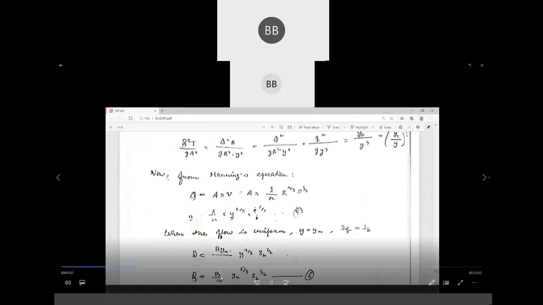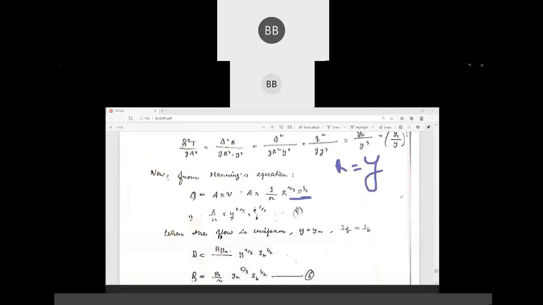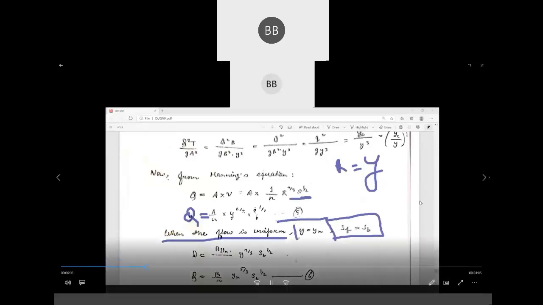Consider r is equal to y, so it will be y to the power 2 by 3. In place of r we are going to substitute the y value. This is discharge is equal to a by n y to the power 2 by 3 s f to the power half, for equation number 5, when the flow is uniform. Because in the assumption you have seen, we are considering the flow as uniform, so y equal to yn and sf equal to sb. For uniform flow all the depths are same and your slope is also same.